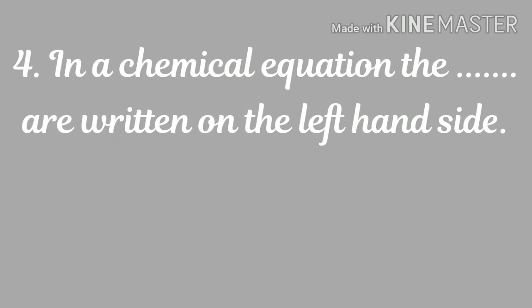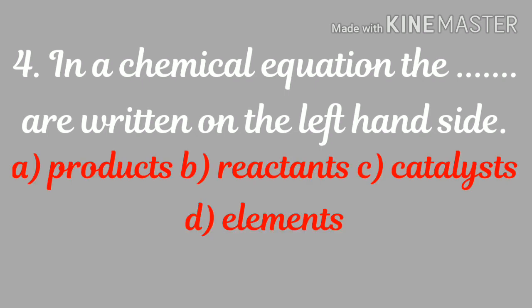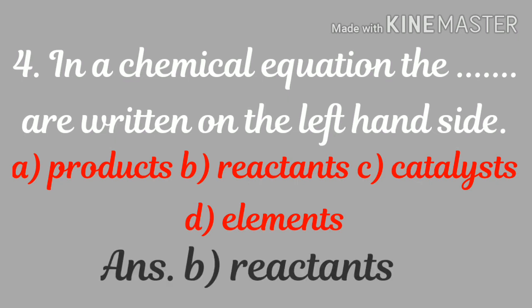Question 4. In a chemical equation, the dash are written on the left hand side, and the options are A. Products, B. Reactants, C. Catalyst, D. Element. Correct answer for this question is option B, that is reactants.